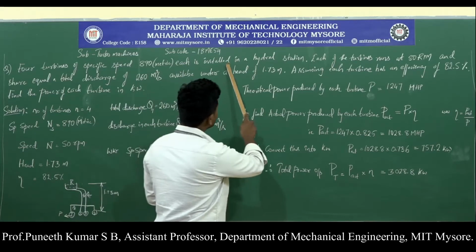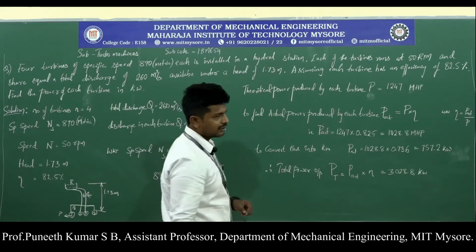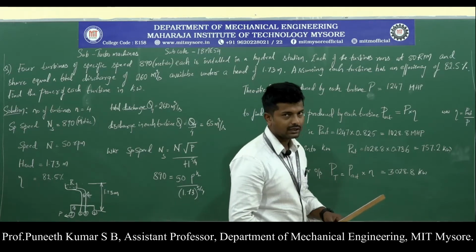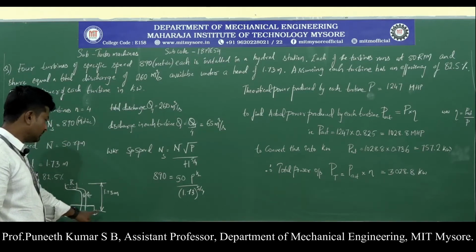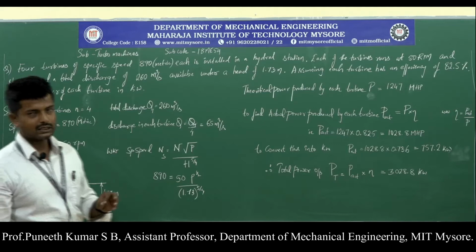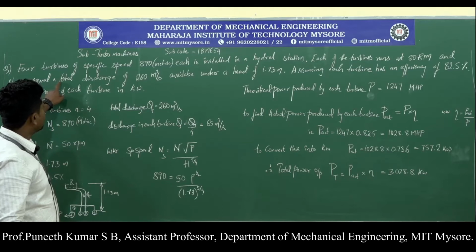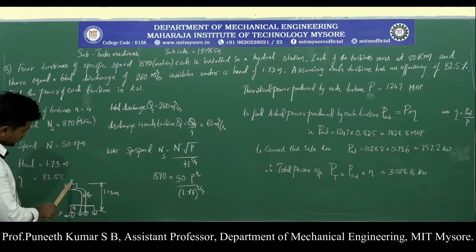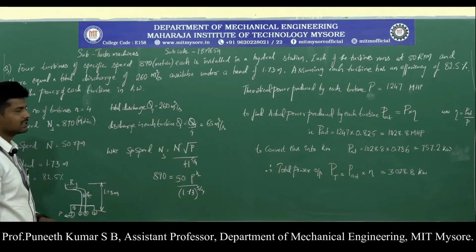Each is installed in a hydral station. So it is a hydraulic power plant. Each of the turbine runs at 50 RPM. So there are 4 turbines, you can see here 1, 2, 3, 4. Each of the turbine is running at the same RPM, that is 50. Shares equal of total discharge of 260 meter cube per second. So from the reservoir, the total flow rate which is going to all of the turbines is 260 meter cube per second.